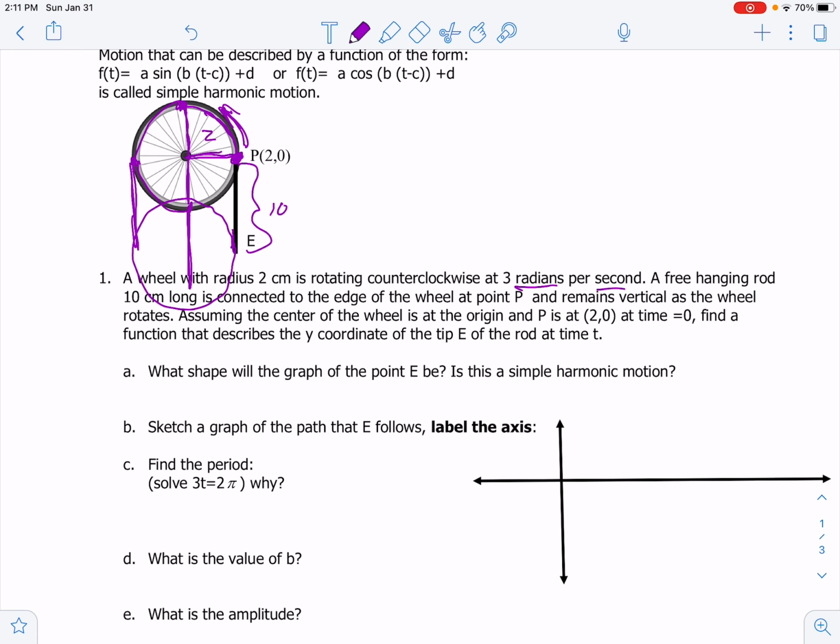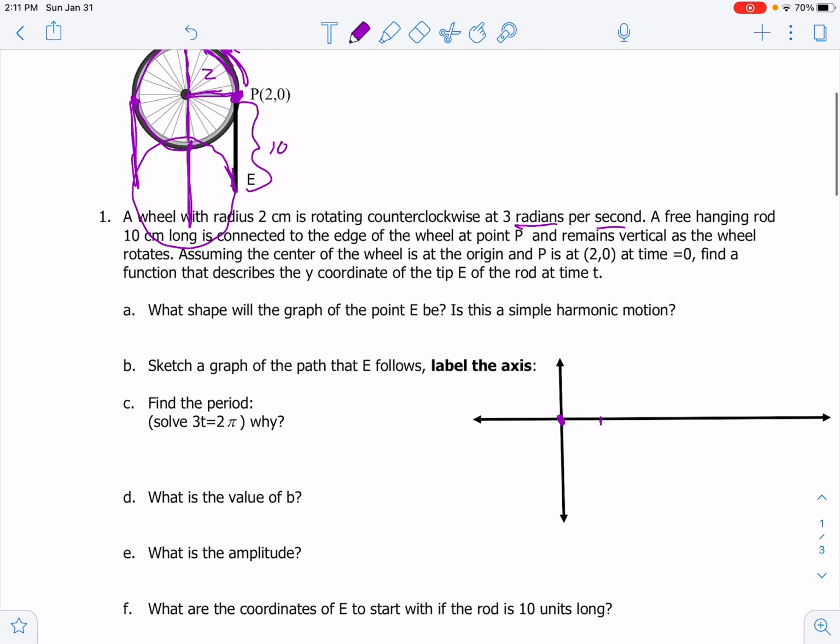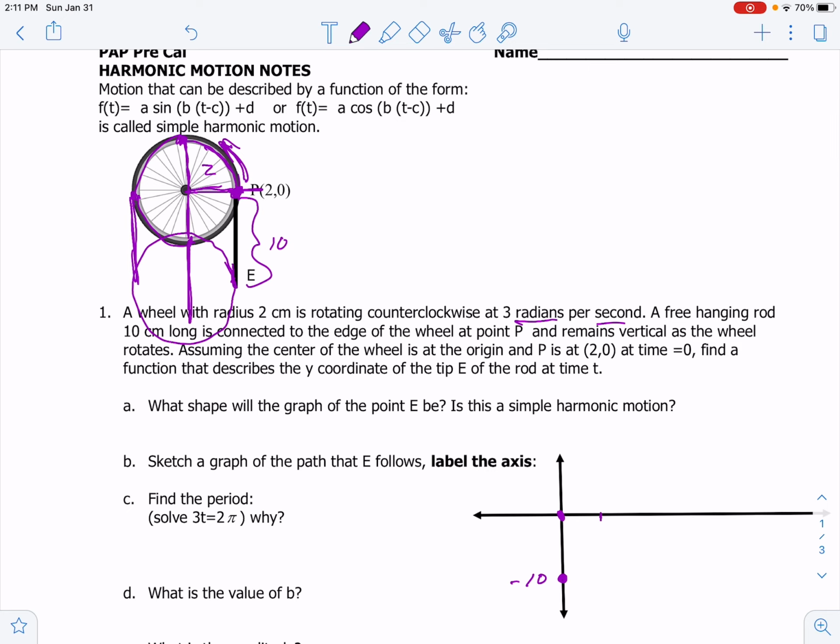So at the beginning of time, it's right here. Time goes by, and it wrote this point E, all right? So E is what we're talking about. It's down here at negative 10, because this is 0, so this is hanging at negative 10. As it rotates, the tip went up 2, so it went to negative 8. And then when it gets to this point, the tip rotated back, so it's back to negative 10. And then when it gets down to here, it rotated from negative 10 down to negative 12. And then when it completes the circle, it's here.